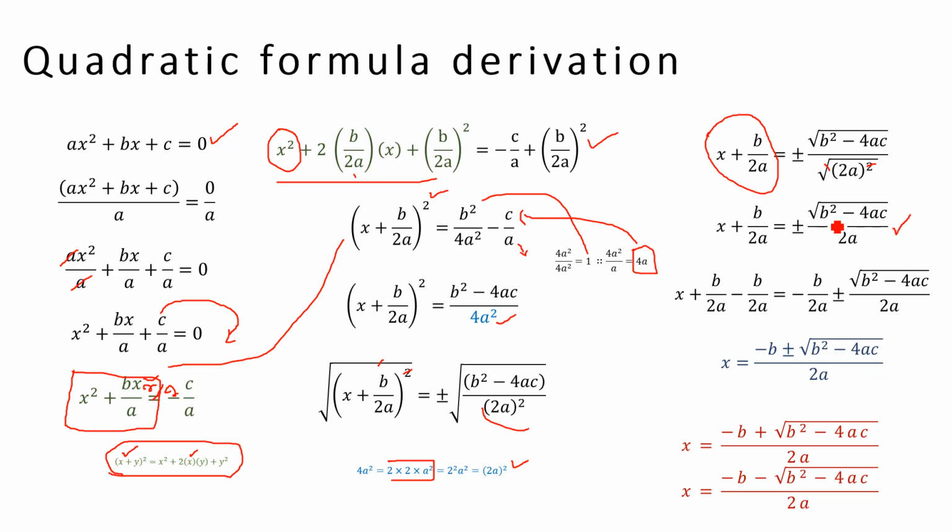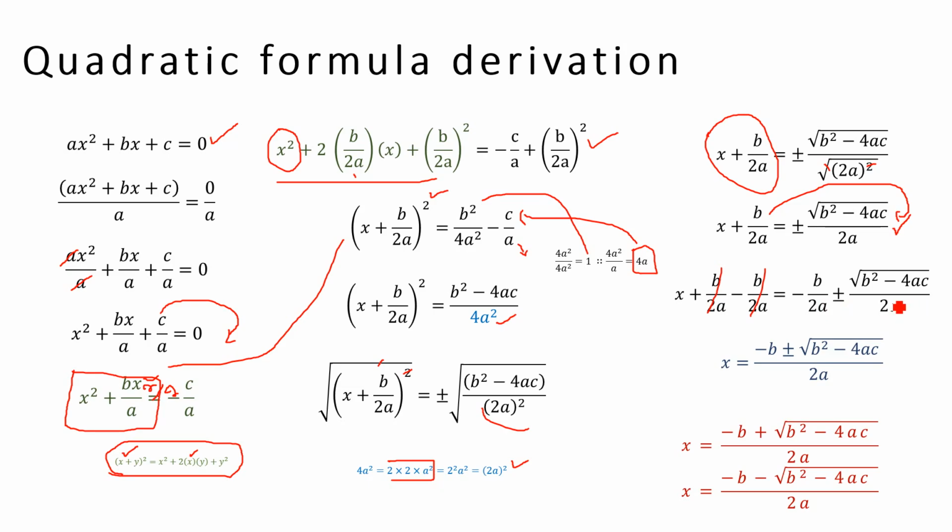Now we need to cancel this term from here, or shift this term from the left hand side to the right hand side of the equation. If we add −b/2a on both sides of the equation, this term will cancel out with this term, and x will become equal to −b/2a ± √(b² − 4ac) / 2a.